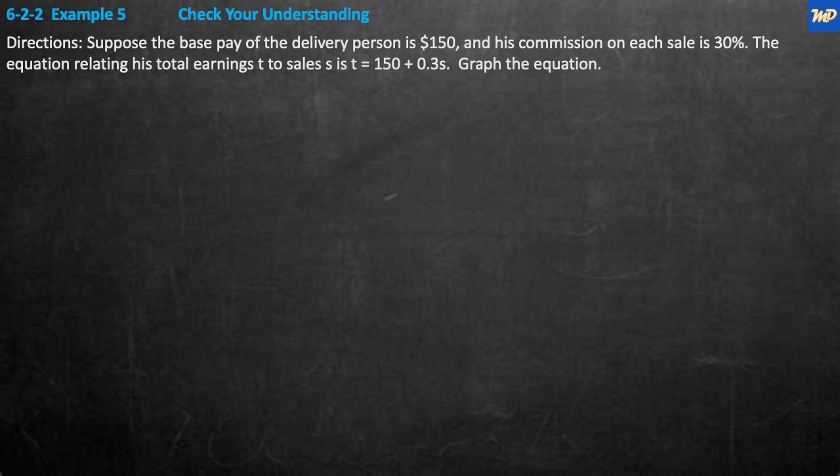Example 5, check your understanding. Suppose the base pay for the delivery person is $150 a week, and the commission on each sale is 30%. Now, not as it was last time, I think it was 20%, right? So the equation relating the total earnings, T, to the sales, S, is T is equal to 150 plus 0.3S. So let's graph the equation, what they want us to do. Go ahead and pause the video, and when you come back, we'll do it together.